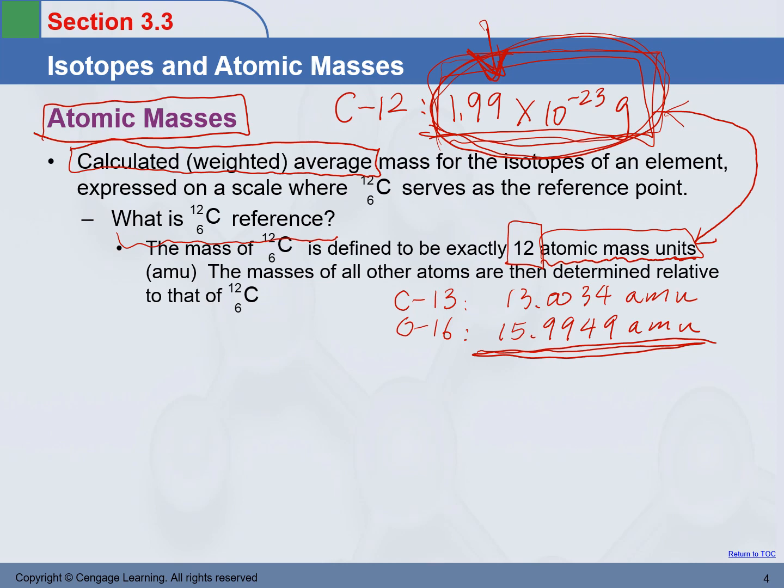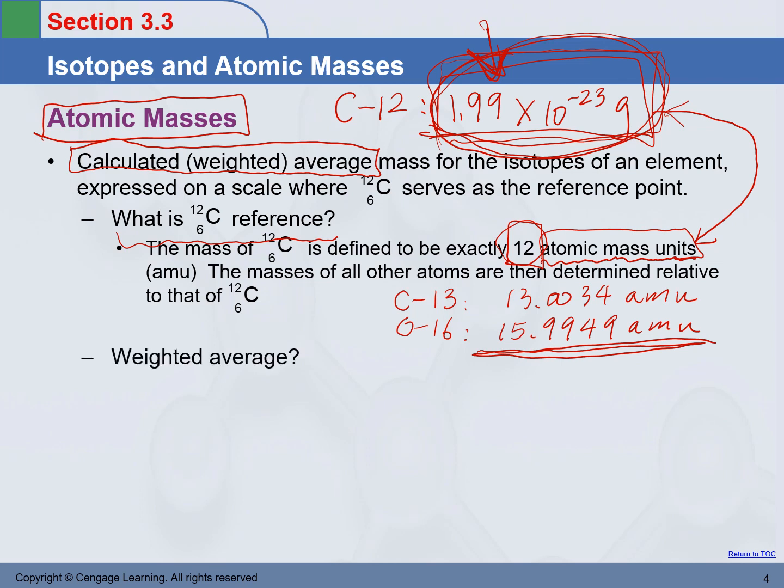So all atoms will compare with carbon-12 to get their own AMU number. There's a reason why carbon-12 is chosen, and there's a reason why it is assigned as 12 AMU, but we're not going to go into those details here.